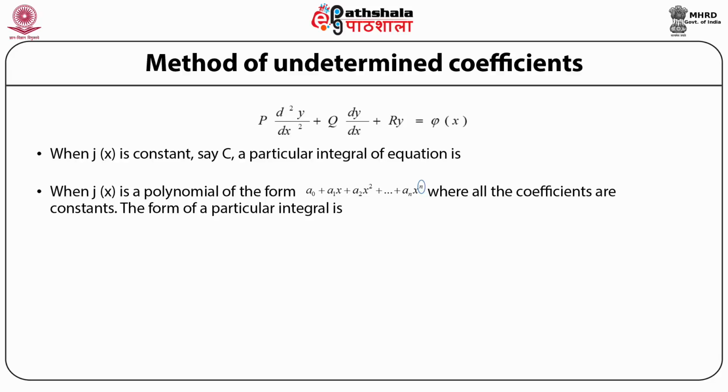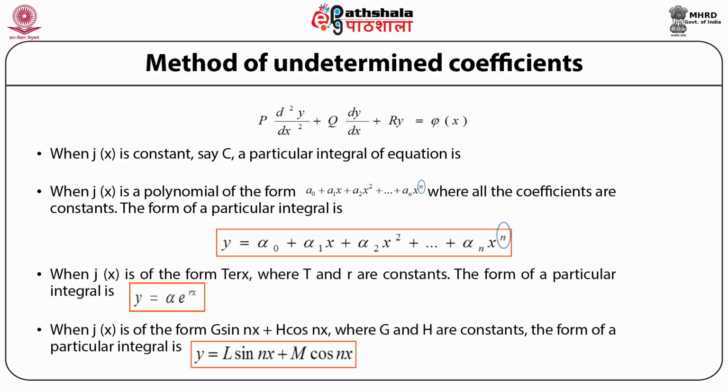When psi of x is a polynomial of the form a0 plus a1x plus a2x squared and so on, where all the coefficients are constants, that means a0, a1, a2 are all constants, then the form of the particular integral is going to be y is equal to alpha 0 plus alpha 1 x plus alpha 2 x squared, up to alpha n x to the power n. Remember, the solution will also have to go up to the same power of x, that is n.